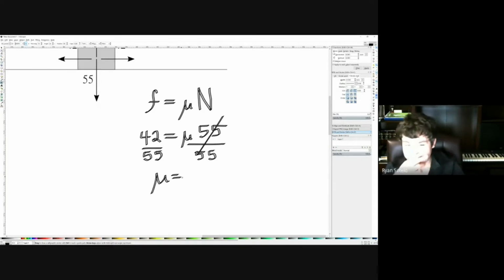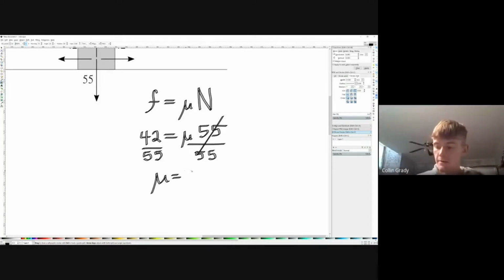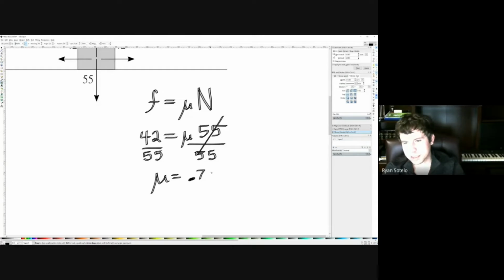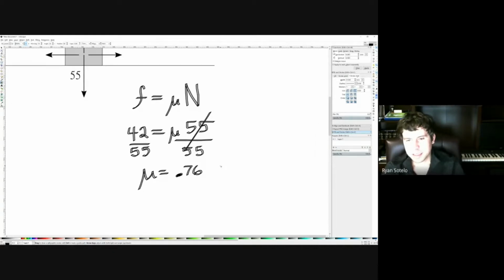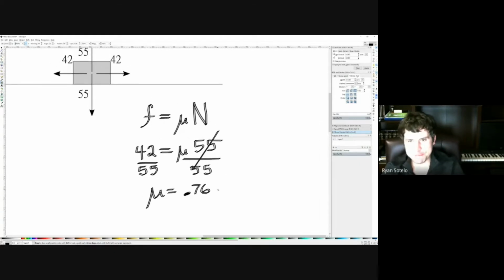Is anybody able to do that on a calculator? It's 0.7636. Okay, 0.7636. I'll just call it 0.76, let's say. All right, so that's your coefficient of friction.